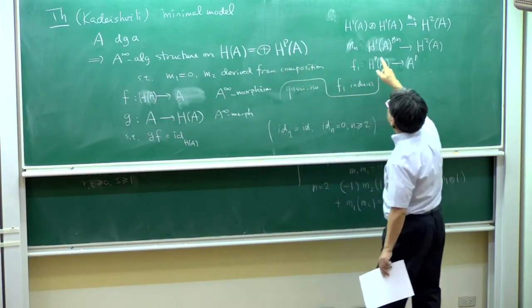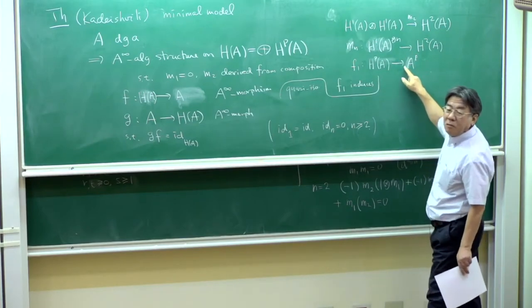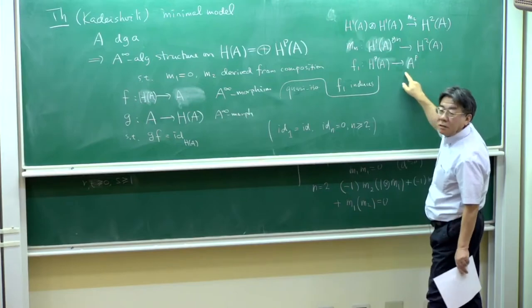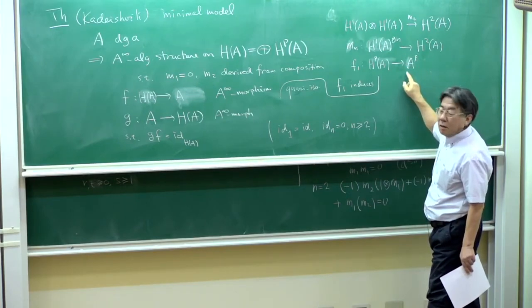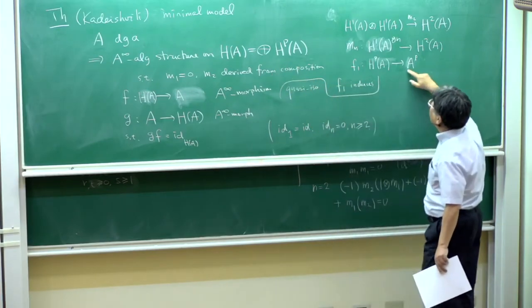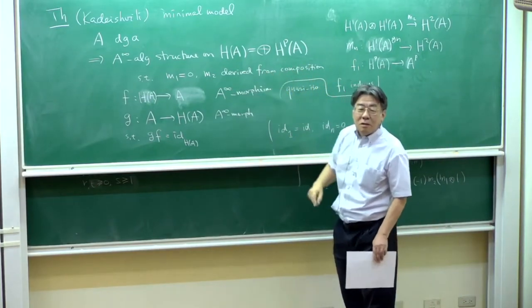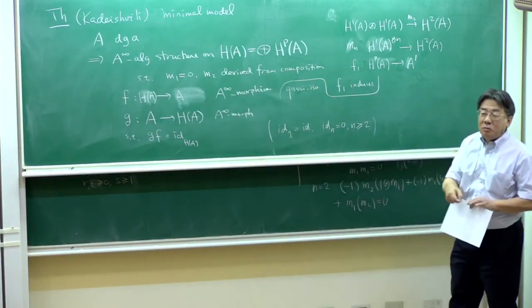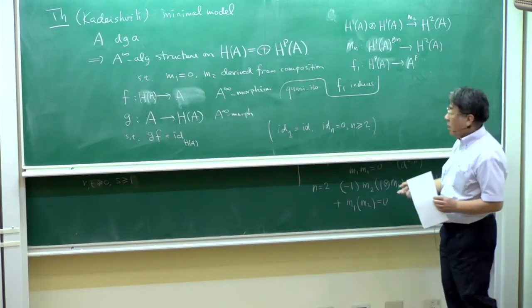In the DG algebra, each degree is already infinite dimensional. And you need analysis to actually make norms and so on. But you don't need norms here. So here you need analysis. Here you need only algebra. But this analysis is replaced by infinitely many algebraic calculations.